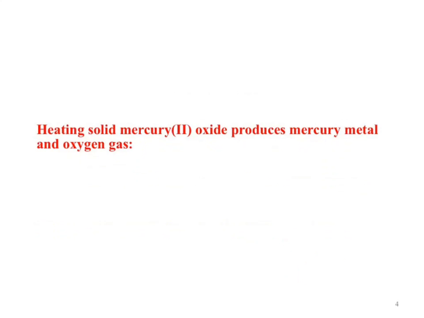Let's heat solid mercury oxide, and when we heat it, it produces mercury metal and oxygen gas. To go through and start this one, where are we going to go? Mercury oxide, what's the symbol for mercury? Hg. Hg, symbol for oxide. Oh, what's our phase? Our phase is solid.